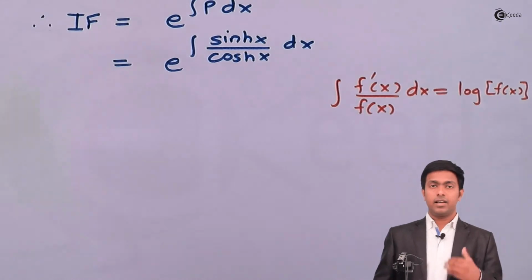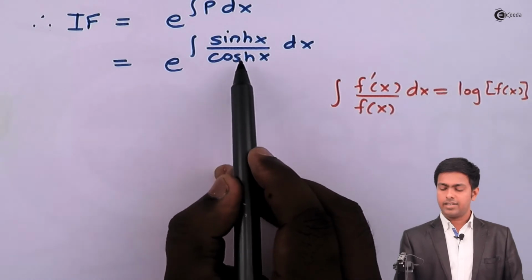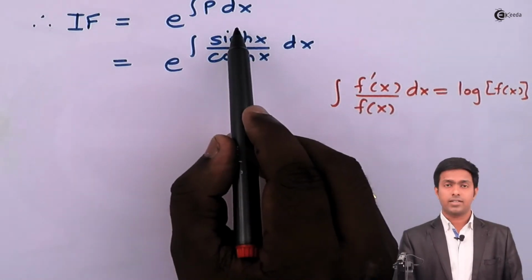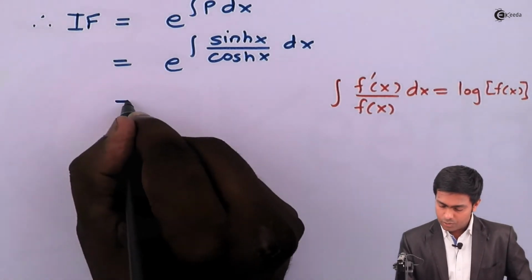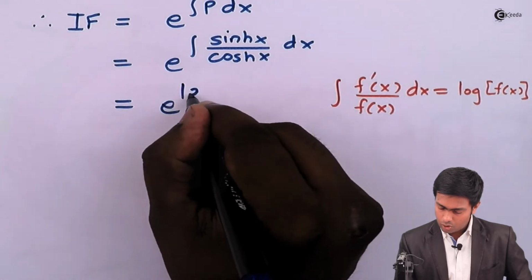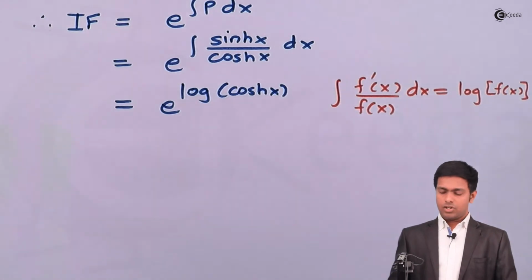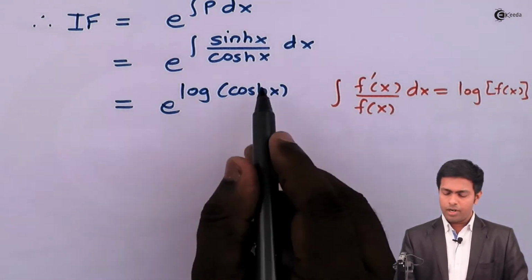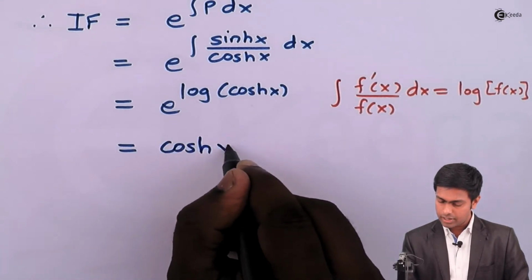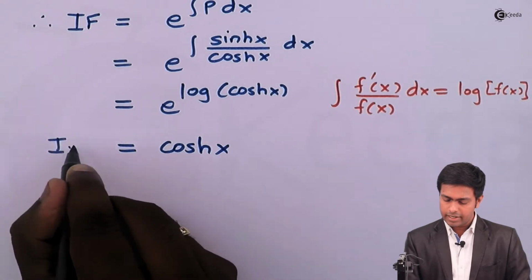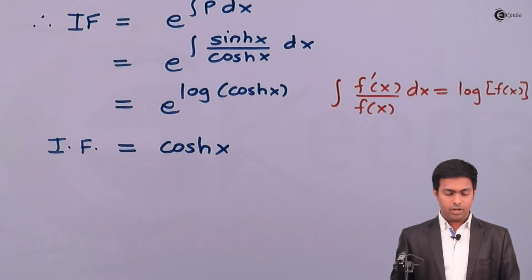So guys, here if you see, f of x is hyperbolic cos x and its derivative is hyperbolic sin x. So it is matching with this property. So here I can say that it is equal to e raised to log of hyperbolic cos x. So by the formula of log, here we will get hyperbolic cos x. So it means the integrating factor is hyperbolic cos x. Now let's find out the solution.